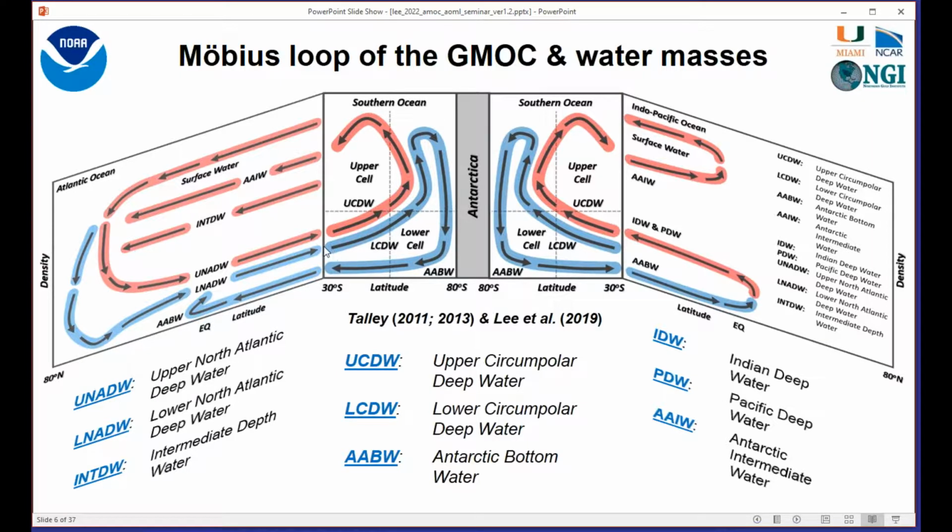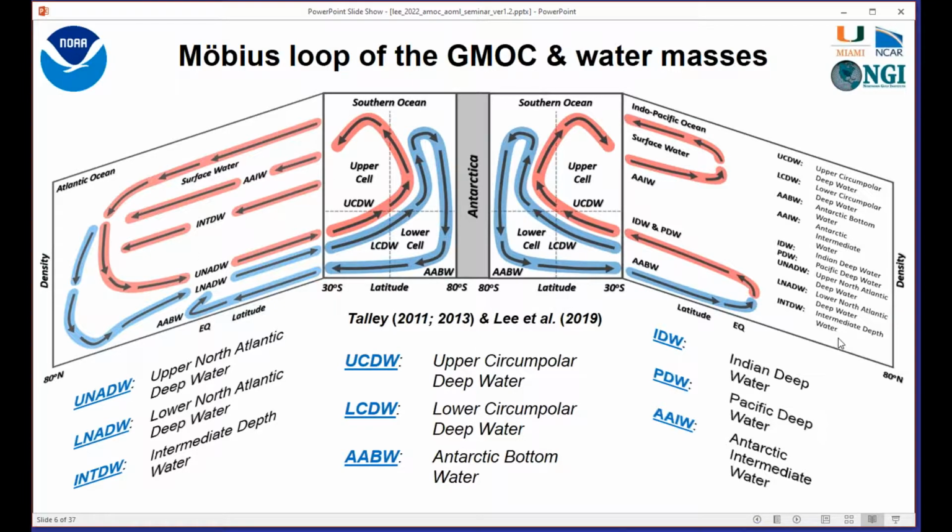And then let's just go to the Indo-Pacific Ocean. Oh yeah, I missed the Antarctic intermediate water. Antarctic intermediate water is usually formed in the Southern Ocean and the South Pacific, sinking from the surface, subducted below the mixed layer, and subsurface water is formed. So Antarctic intermediate water is also carried northward.